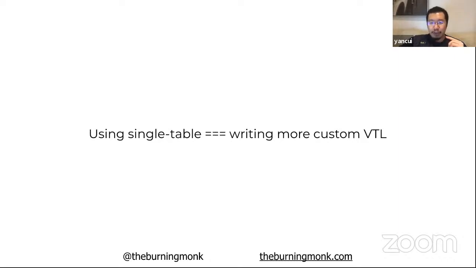But if I was to use a single table design, then I'm going to end up having to write a lot more custom code in the VTL to make a query to fetch 4 different entities, and then in my result, pick out the right one and put them into the right place in the JSON response. And it just becomes a lot more complicated, especially when it involves writing custom VTL code, which is, let's just say, not everyone's cup of tea.